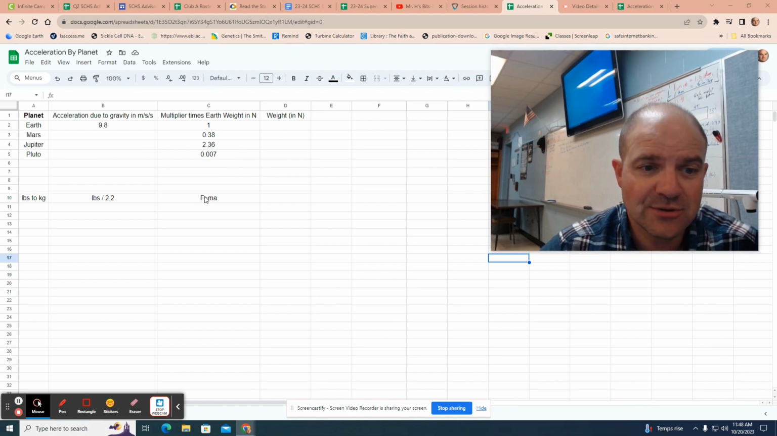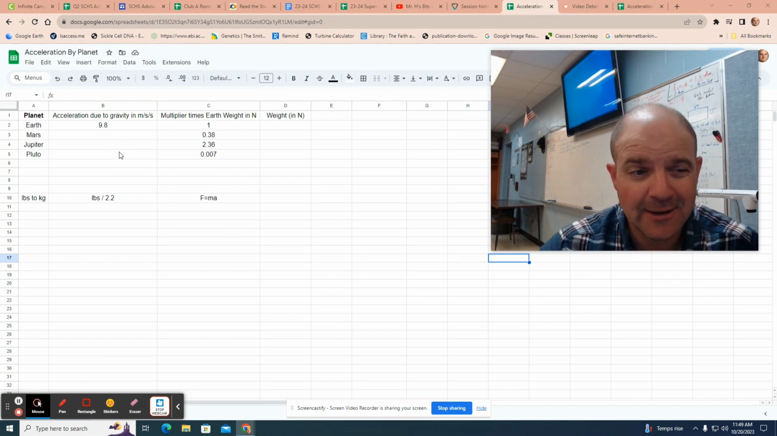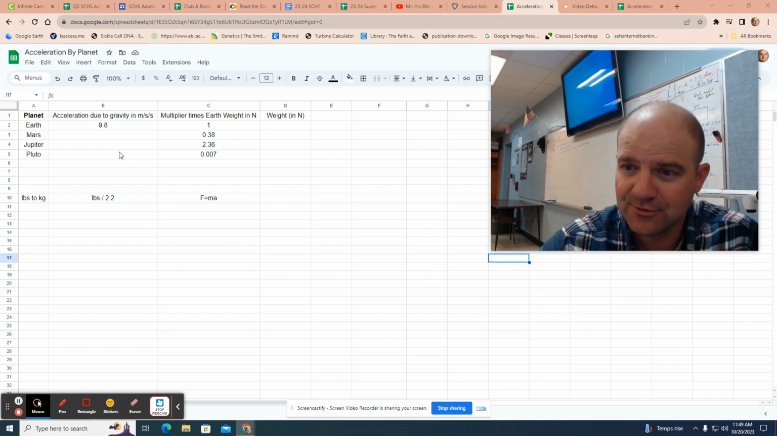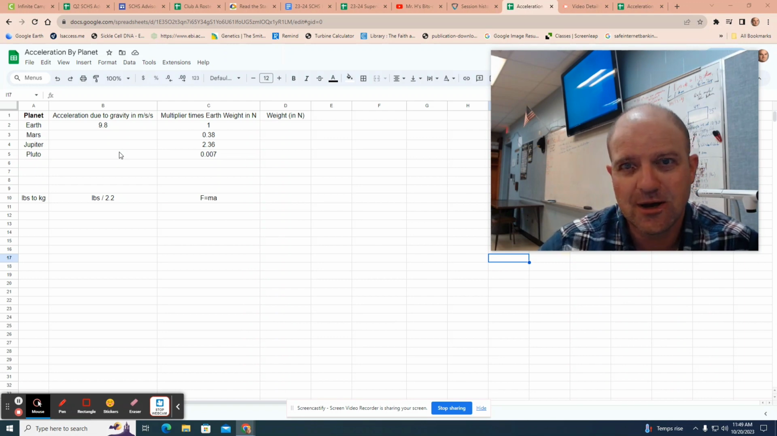We're also going to use force equals mass times acceleration to get the acceleration due to gravity for Mars, for Jupiter, for Pluto. I don't often use sheets for this sort of thing, but you can use some formulas to show it in here. And this hopefully will translate to some of the other things that you might use sheets for.